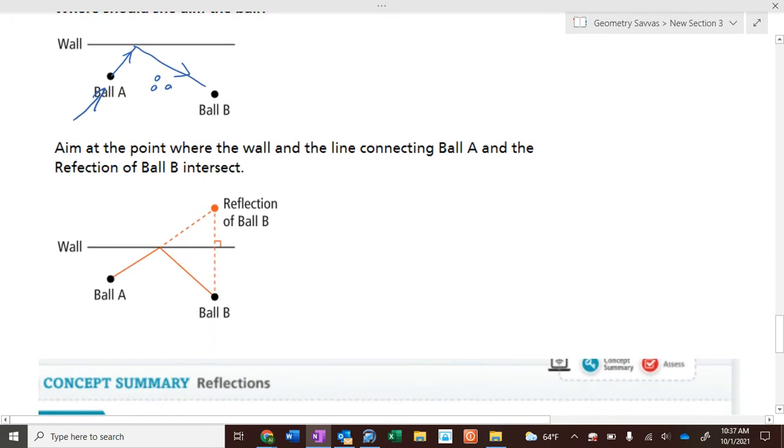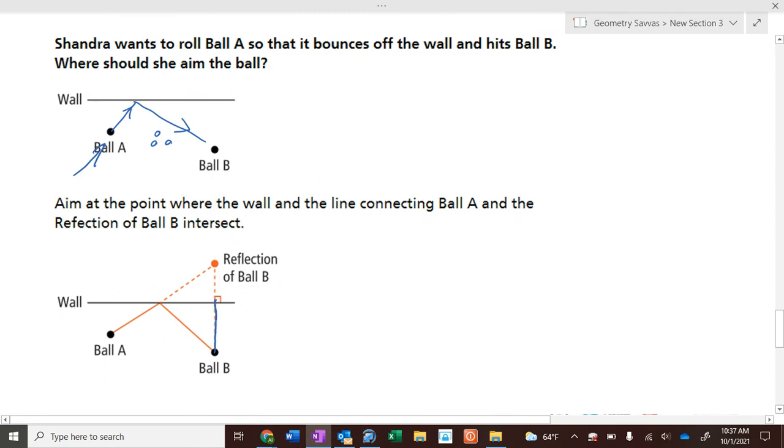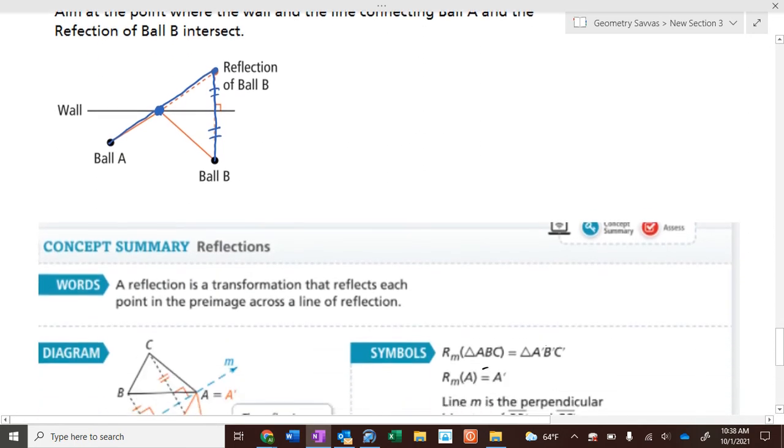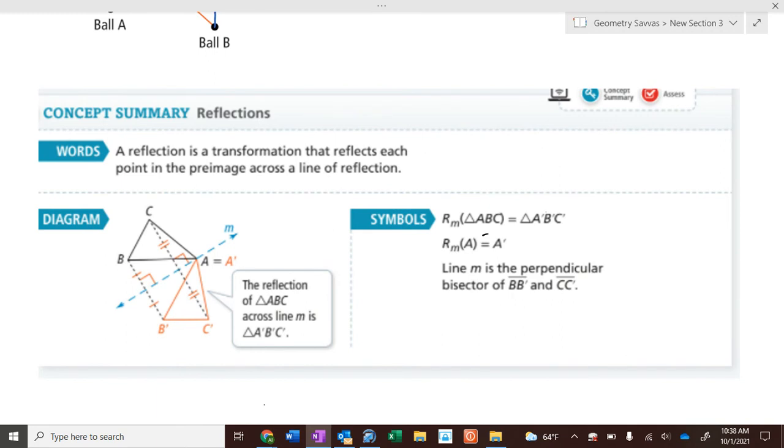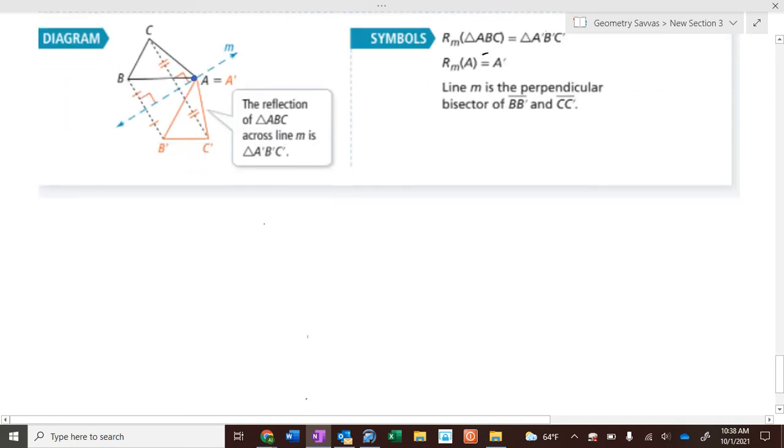So where are you going to aim so it goes and hits ball B? Well, to do this, we make a reflection, and theirs is actually a little bit off, because see how this line is longer than this line? It should be the same distance across, and then it goes and hits that point. Wherever that point is on the wall, that's how you know where to hit. Okay? All right. So a reflection goes across a line of reflection. If the point is on the line of reflection, it doesn't move. And then it moves perpendicular across the line of reflection.